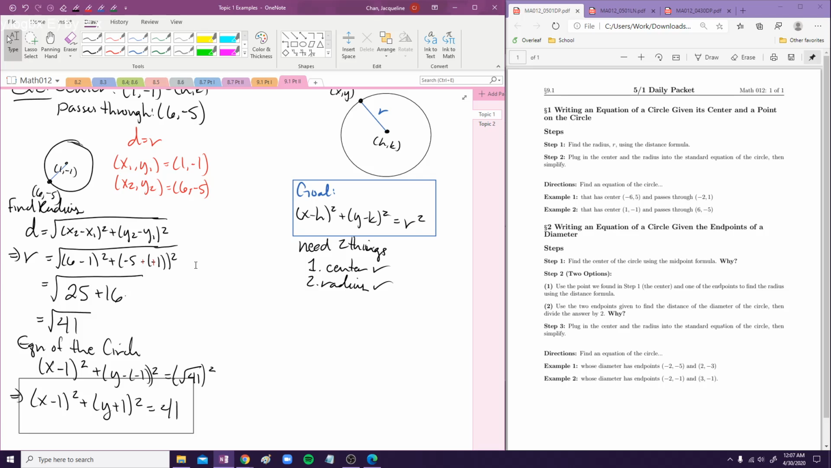Next will be topic 2, and it'll be given the endpoints of a diameter. So we'll talk about that next.